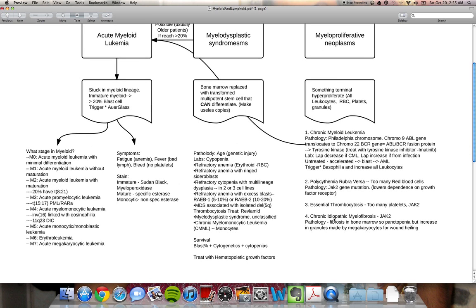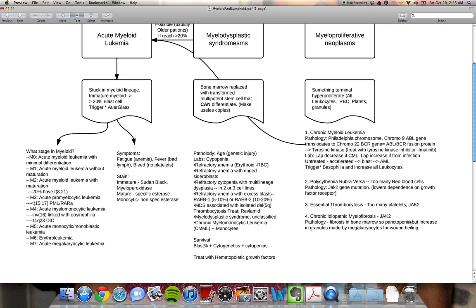4, chronic idiopathic myelofibrosis. In this case, fibrosis takes over the bone marrow. And so you have a pancytopenia. Pancytopenia, all that means is you're lacking in platelets, red blood cells, and leukocytes. So you're asking yourself, what is increasing? Well, what's increasing is within the platelets, you have these granules that are released when you're hurt, and these granules help with wound healing.